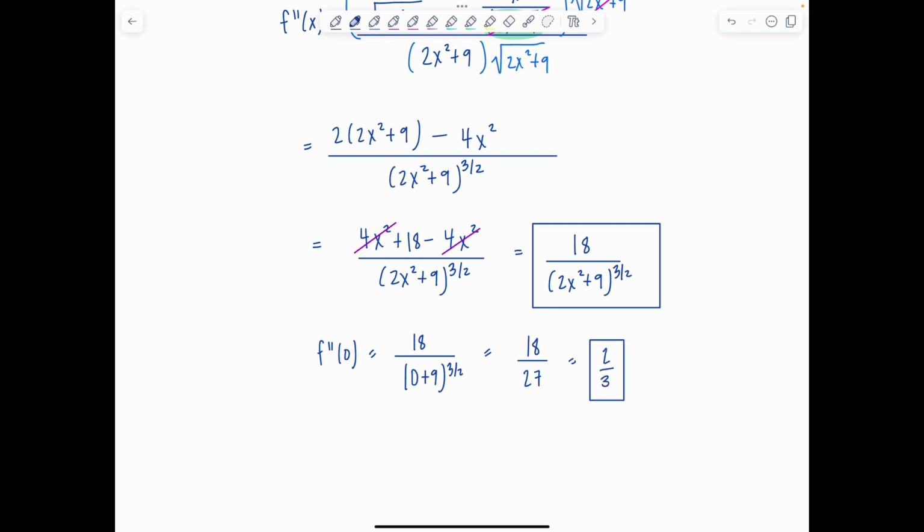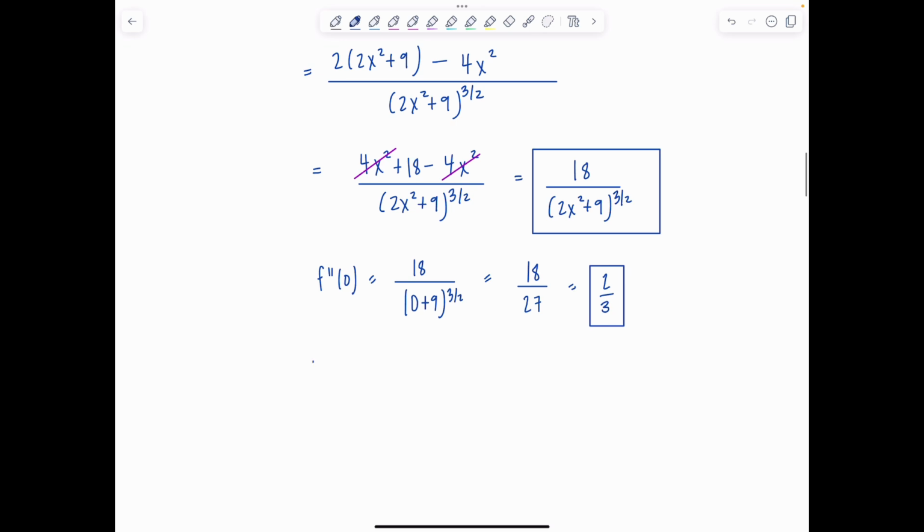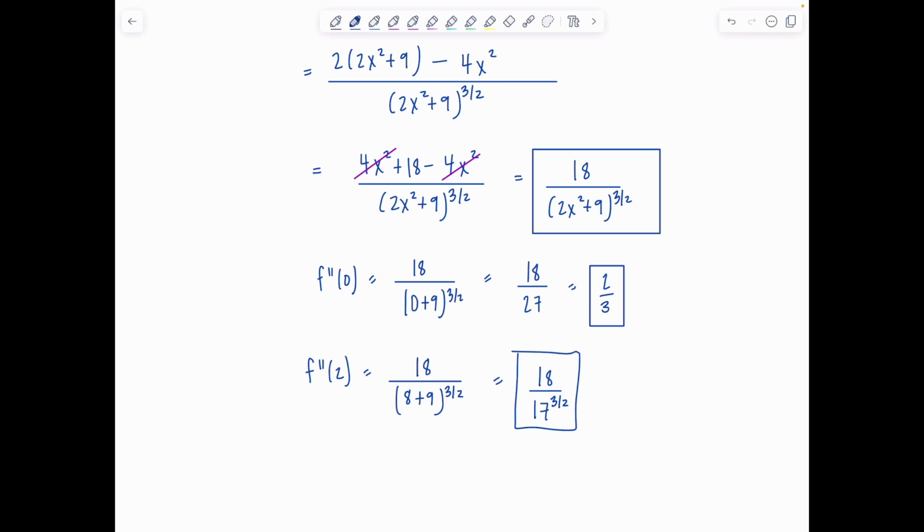And then what else did they want from us? f''(2). Okay. f''(2) is 18 over (2 times 2², that's 8, plus 9)^(3/2). So this is 18 over 17^(3/2). That's not going to clean up cute, so I'm just going to leave it. You might want to write it as 17 rad 17, but guess what? I don't want to write it like that, so we're just stopping here.